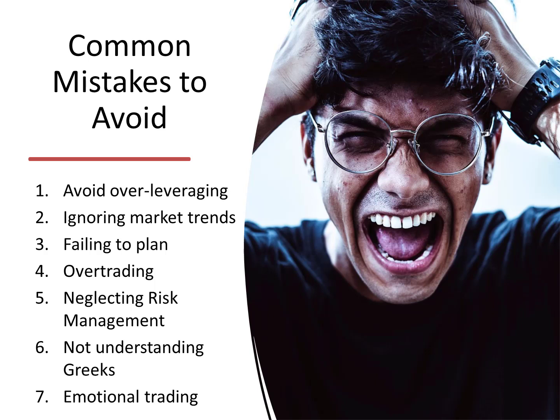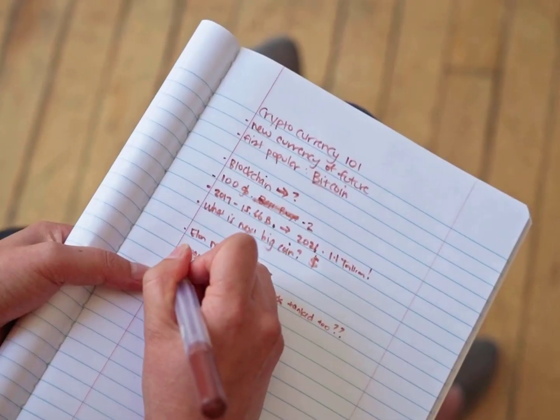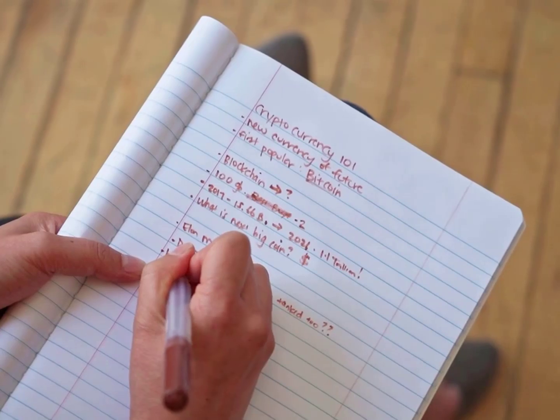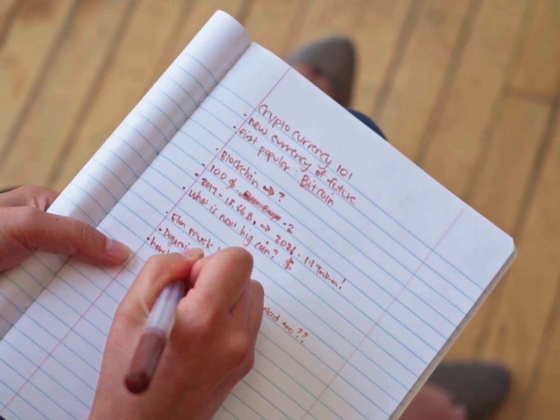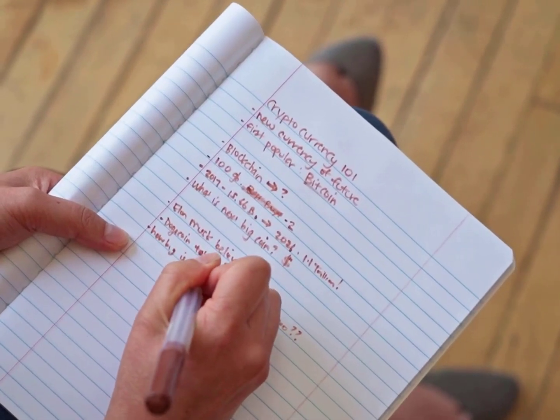Mistake number 3, lack of a trading plan. Going into options trading without a clear plan is a recipe for disaster. A well thought out trading plan helps you stay disciplined and make objective decisions. Your plan should include your trading goals, risk tolerance, entry and exit strategies, and rules for managing your trades.